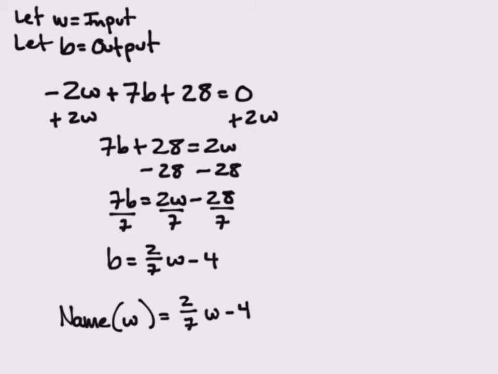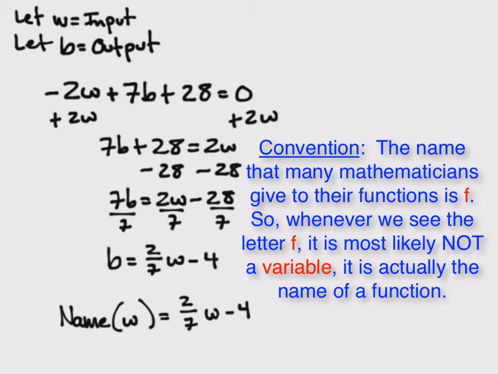So far, we've named our functions nice things like Betsy and George and Bob and Ernest. But the name for a function that many mathematicians use is f. So let's practice using that function name right now. So we would call this function f, and we would write this as f of w equals 2/7 w minus 4.